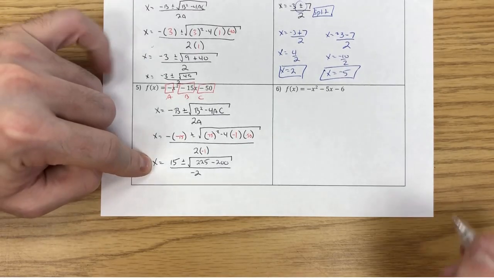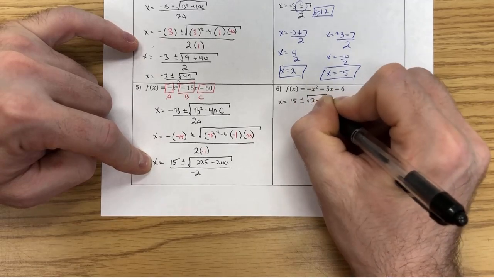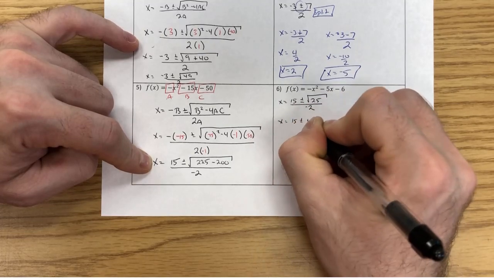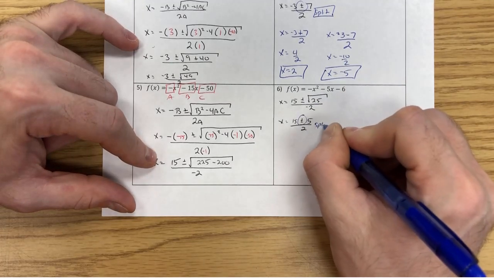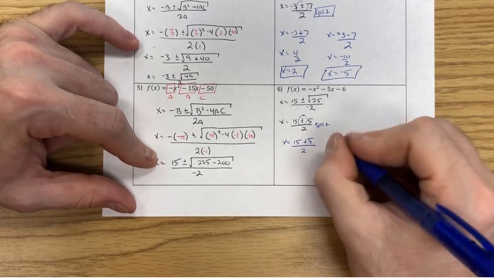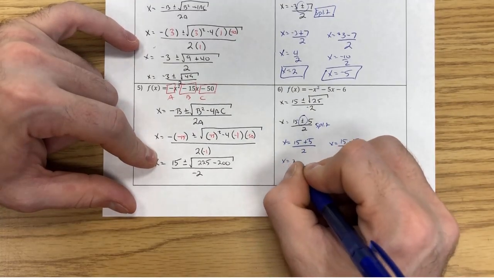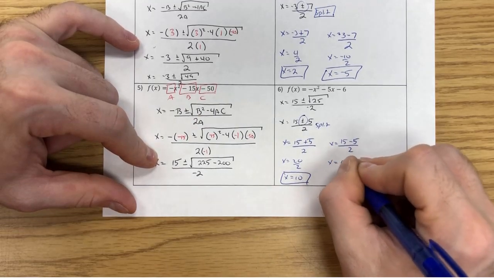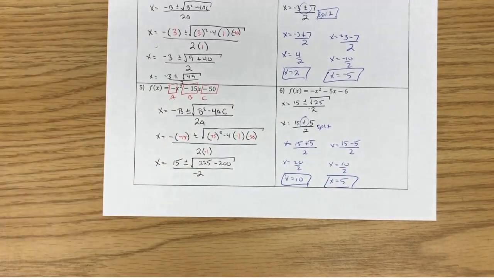Cool. So then I'm going to take that, and I'm going to say, okay, x is 15 plus or minus the square root of 25. And that's going to give me 15 plus or minus 5 all over 2. And at this point, I'm going to go ahead and split. I'm going to find the distance to the right by adding it. I'm going to find the distance to the left by subtracting it. There we go. So how'd you do?